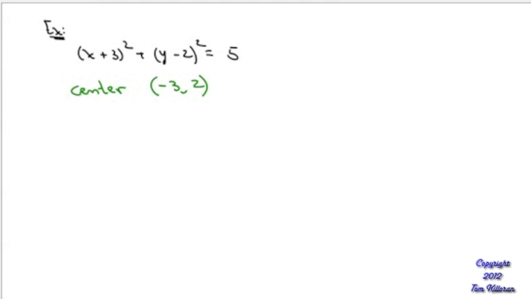And the radius? Is 5? I highly suggest you go off to the side and say r squared is equal to 5. Therefore, r has to equal the square root of 5. That way you don't screw up, because I've seen people say the radius is 25. They square it rather than square root it. So solve for r: your radius is the square root of 5.